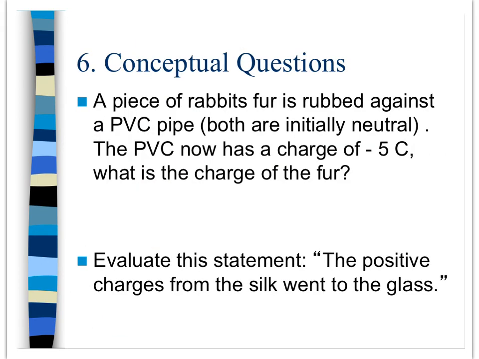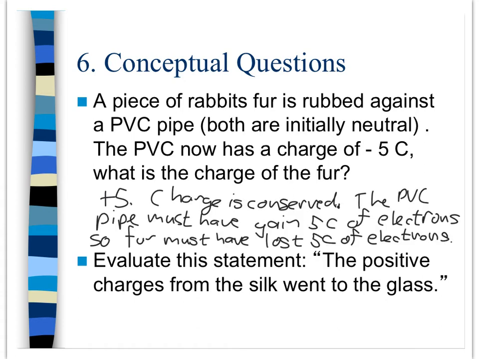So two quick conceptual questions here applying a few of these concepts. The first is this: a piece of rabbit's fur is rubbed against a PVC pipe, which is initially neutral, as is the rabbit's fur. And the pipe now has a charge of -5 coulombs. What is the charge of the fur? And the answer here is going to be positive 5 coulombs. And our reason for this is that charge is conserved. Okay, so if they both started neutral, the way the PVC pipe became negatively charged is it gained 5 coulombs worth of electrons, and the fur therefore must have lost 5 coulombs of electrons because charge is conserved.